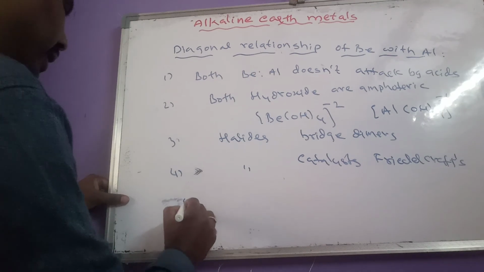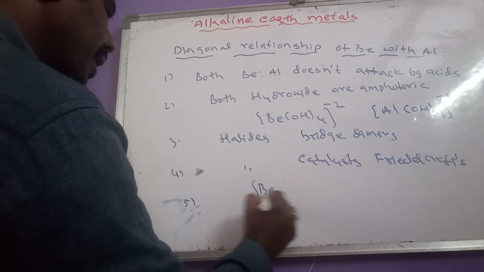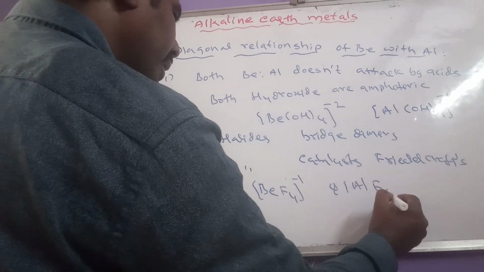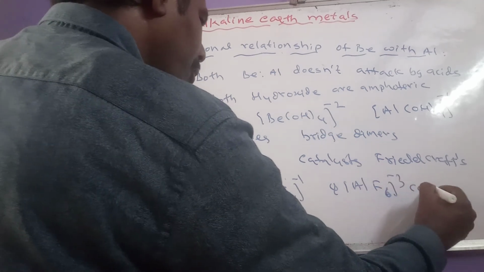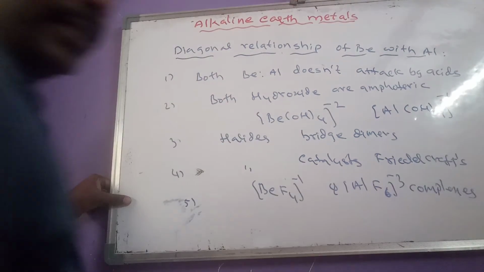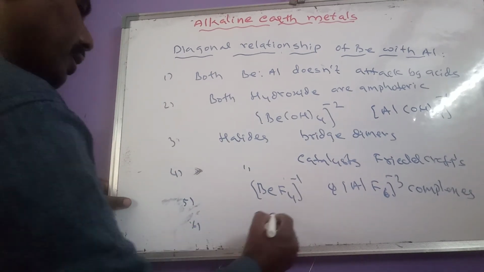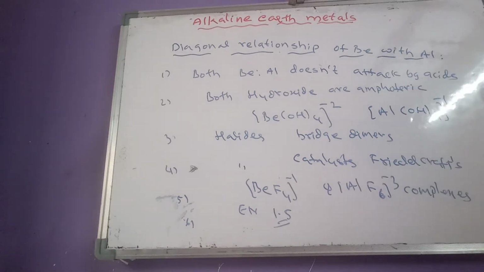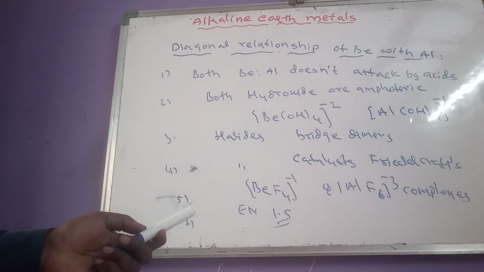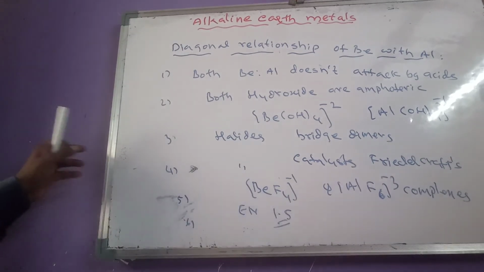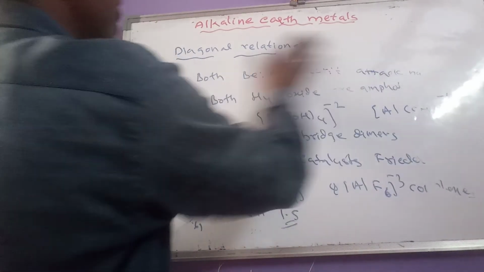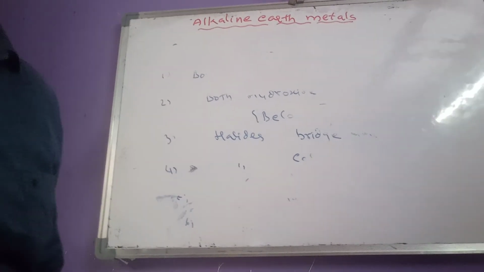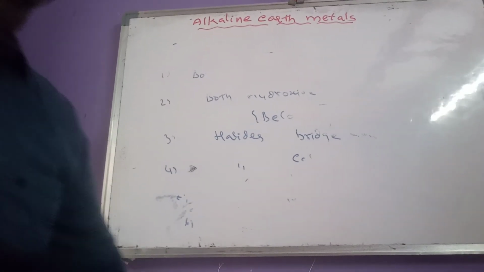And another one here, both beryllium and aluminium form complexes. See here, AlF6 3-. Both can form complex compounds. And both have electronegativity value 1.5. So these are the similarities between beryllium and aluminium. So this is regarding the general properties of the second A group elements.